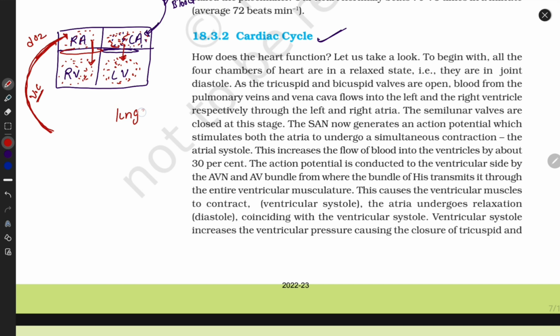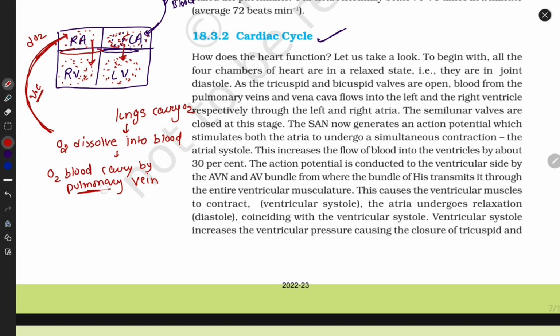Lungs carry oxygen, which dissolves into blood. So the oxygenated blood is carried by the pulmonary vein. Why do I say pulmonary? Pulmonary means lungs. These kinds of veins are attached with lungs. Okay, so oxygenated blood is carried by the pulmonary vein.